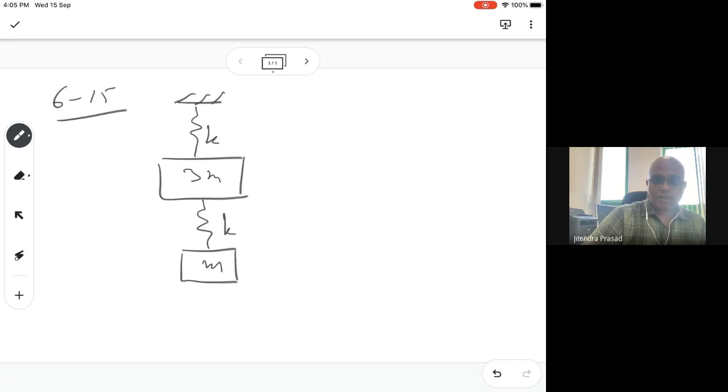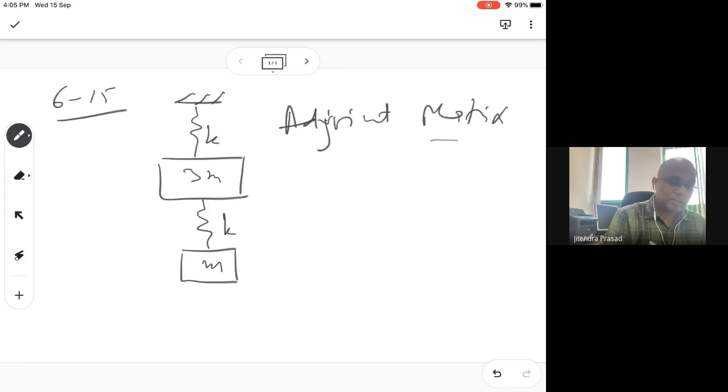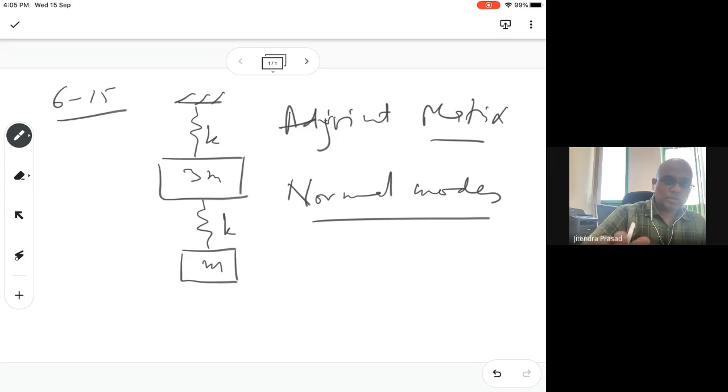The question says, using the adjoint matrix, determine the normal modes of the spring mass system. So normal modes. The question has been asked in the homework, which is similar to this one only. So not exactly, I will not solve this one. This is up to you. However, the next question 616 is similar.